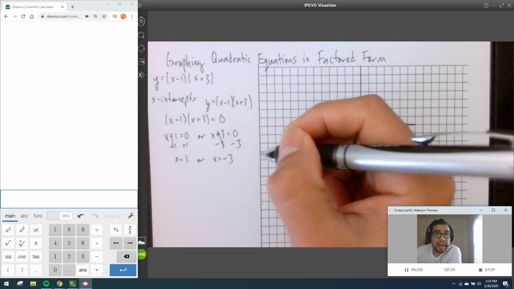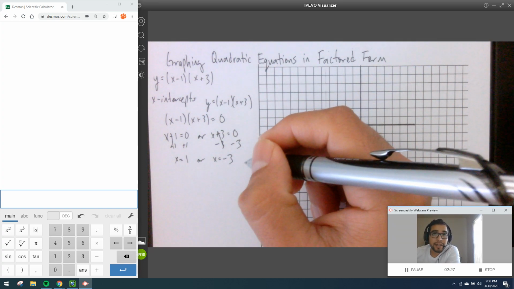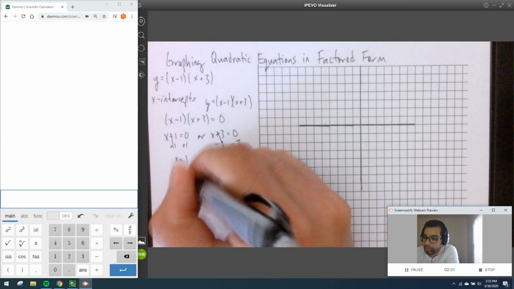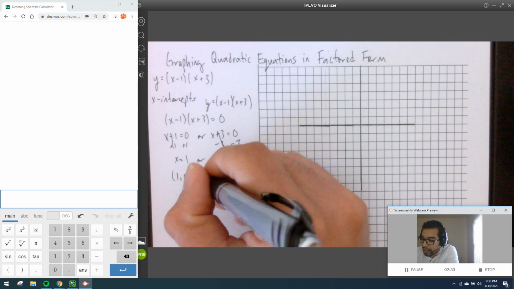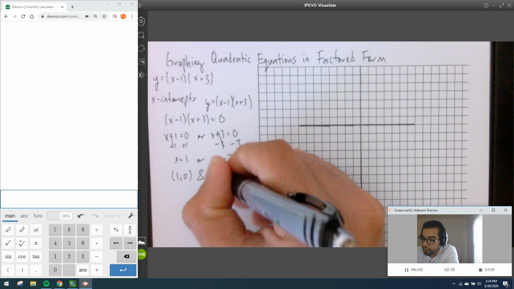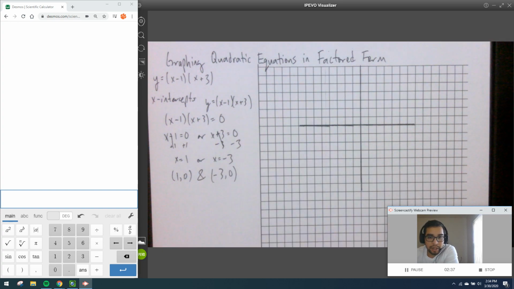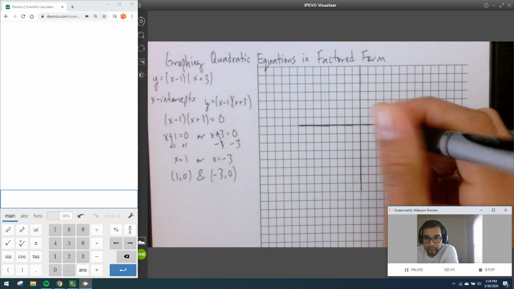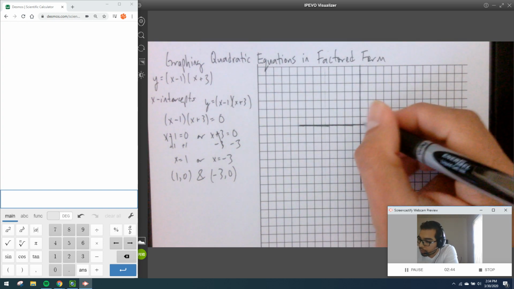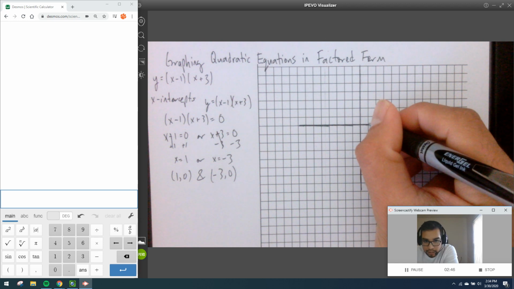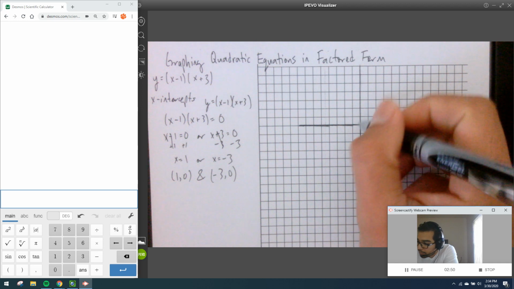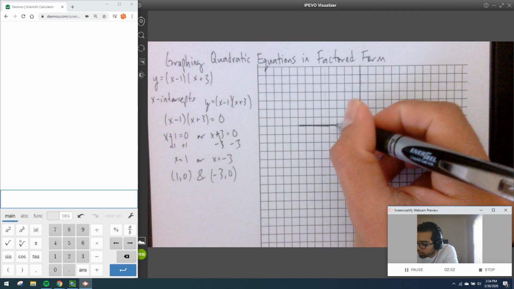Okay, now that I have that, I'm going to plot my x-intercepts. So that's 1, 0, and negative 3, 0. I'm going to plot those points on my graph, or excuse me, my Cartesian plane. So 1, 0 is right there, and negative 3, 0 is right here.